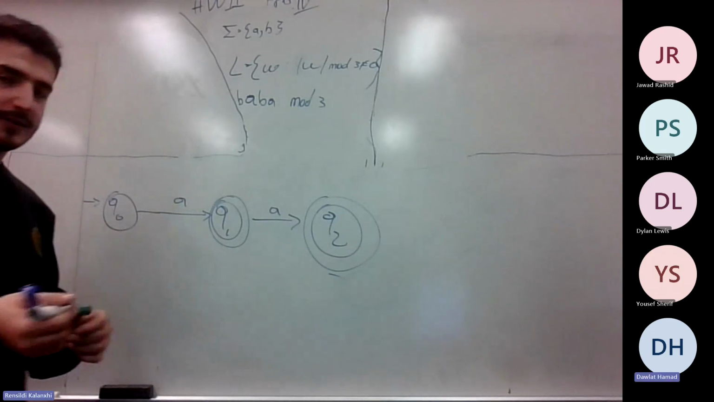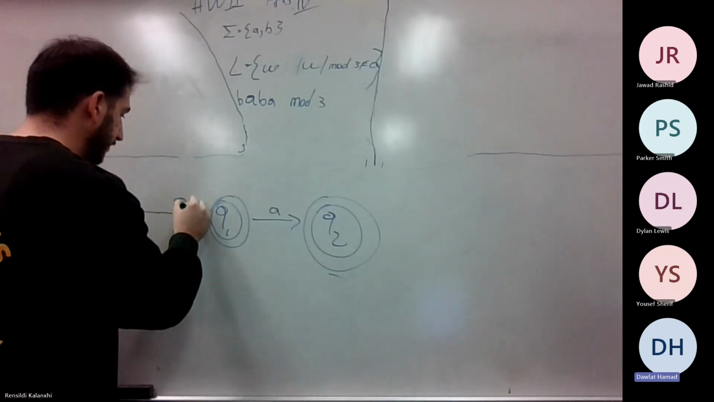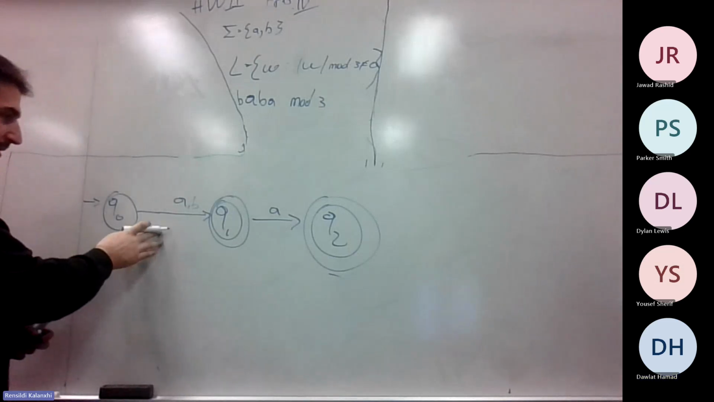Same thing from Q1 to Q2, you can pick A and B, it doesn't matter. At Q2, have it loop back to Q0 with A or B. So yes, it can. Yeah, that was what I was going to ask.